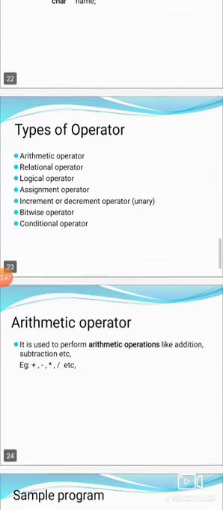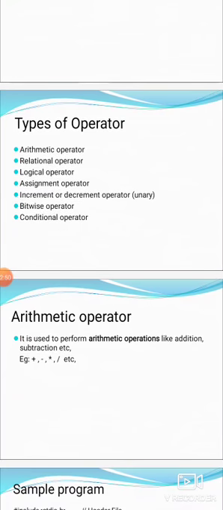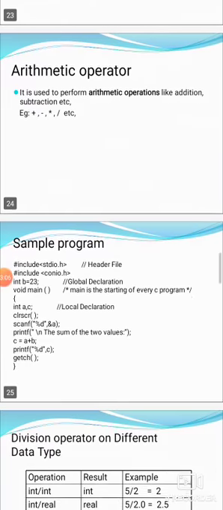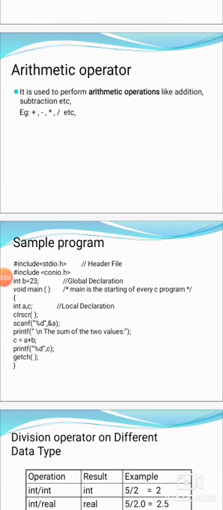Then types of operators. There are many types of operators in C. Some of them are arithmetic operator, relational operator, logical operator, assignment operator, increment or decrement operator, that is unary only, bitwise operator and conditional operator. Arithmetic operator is used to perform arithmetic operations like addition, subtraction, etc. The arithmetic operators are plus, minus, star and slash.